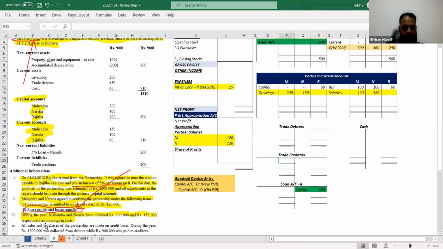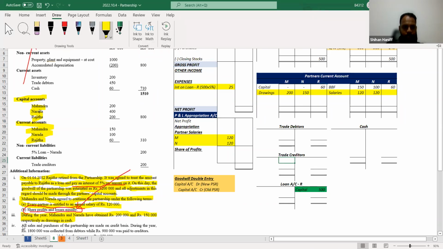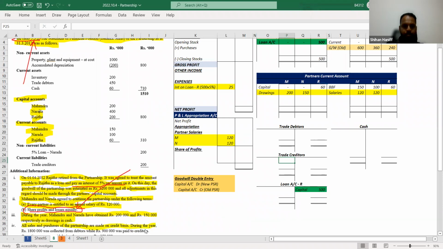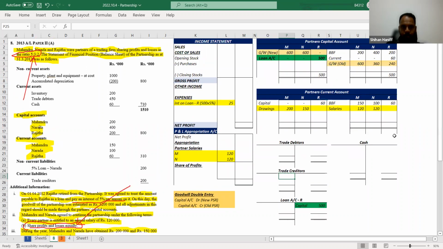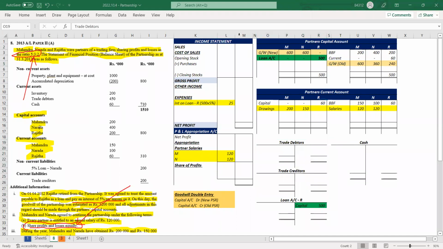Next, all sales and purchases of the partnership are made on credit basis. During the year, 1.8 million was collected from debtors, while 900,000 was paid to creditors. Okay, so let's find out the sales, purchases. So to find sales and purchases, we need the debtors account and creditors account. Trade debtors and trade creditors.